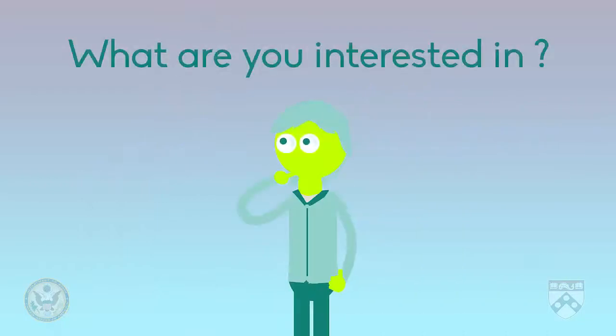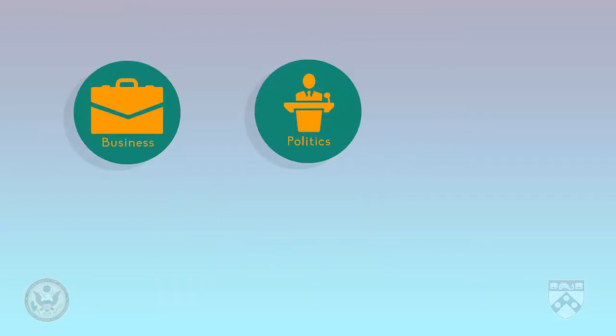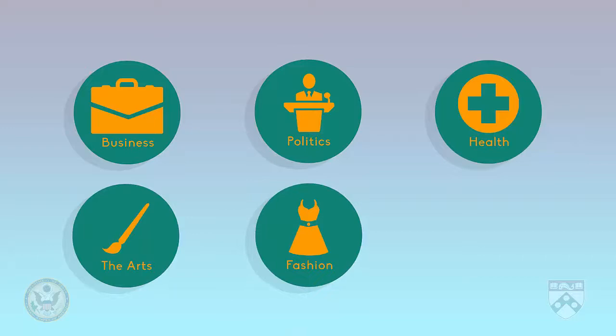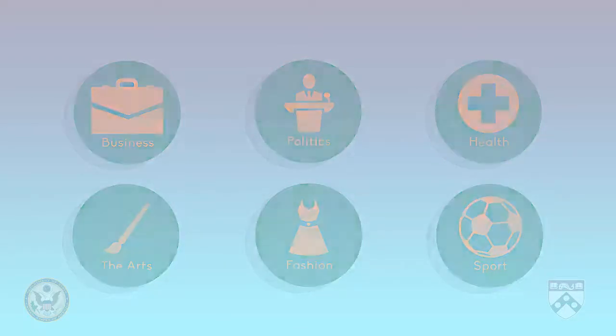So, first, what are you interested in? When you read or look at the news, what types of stories do you turn to? Examples of big topics are business, politics, health, the arts, fashion, or sport. Choosing a topic that you are interested in will make it easier to write an article, because doing the research for the article will be more enjoyable.